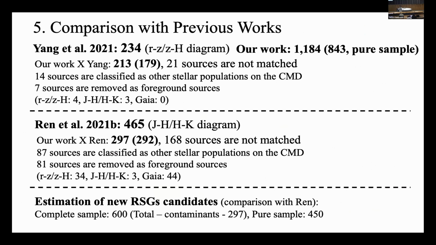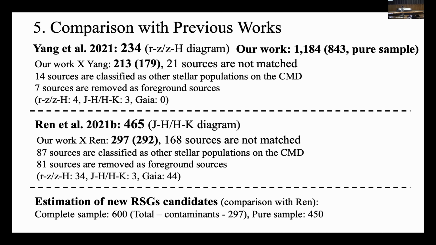Okay, we make a comparison with previous works. Yang et al. 2021 identified 234 RSGs in NGC 6822, mainly by the R-D, D-H diagram. And 213 sources are matched with Yang's work. For the 21 mismatched sources, 14 sources are classified as other stellar populations on the CMD in our work because of the slight difference of the cut lines, and 7 sources are removed as foreground sources in our work.